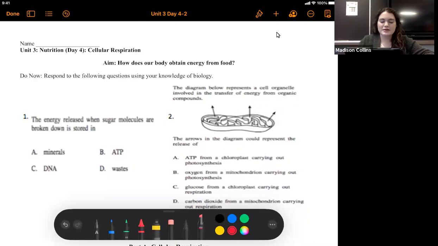All right, so today's aim is how does our body obtain energy from food? So there's a few things that we need to annotate in this aim. The first thing being the word energy. So today when we're talking about energy, we're talking about ATP, which is that cellular form of energy called adenosine triphosphate.